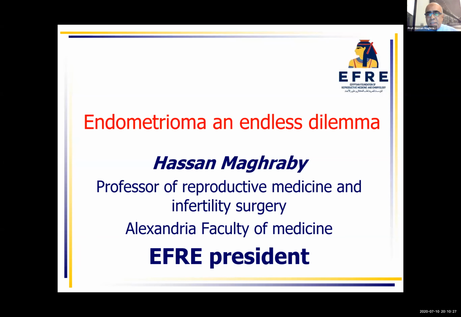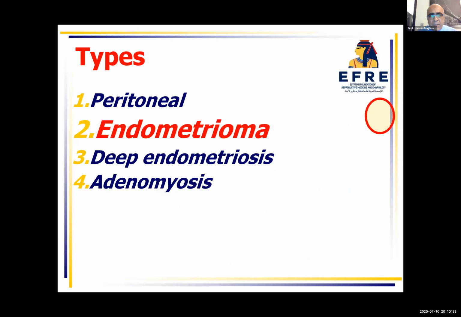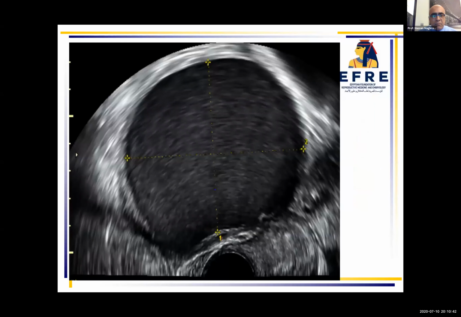My presentation is about endometrioma as an endless dilemma. Endometriosis generally is classified into 4 types, and our talk today is about endometrioma. The classic picture of endometrioma is a circumscribed cyst with homogeneous ground glass appearance and thick wall.